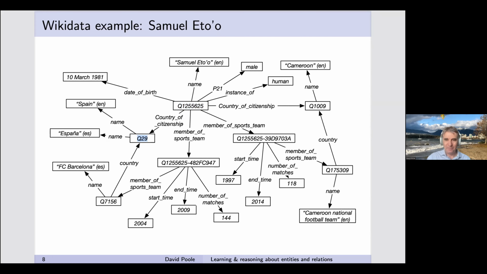Sorry about my pronunciation. And there are reified entities here. It turns out that Samuel Eto'o played for FC Barcelona, which is Q7156, from 2004 to 2019 and played 144 matches. All right, that's part of how Wikidata is representing things. They have these reified entities inside it. And if you look inside a relationship, a lot of the entities are like this. In fact, most of the entities in Wikidata are like this. And there's very few facts about them.